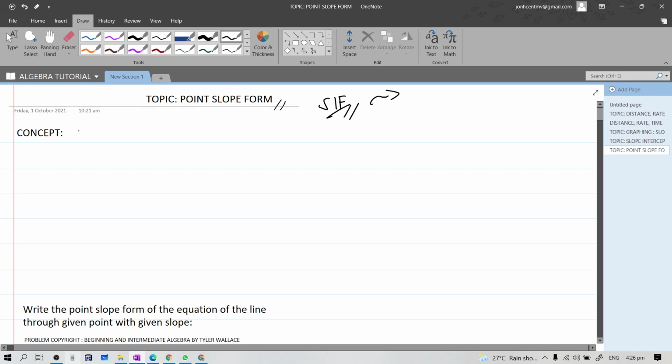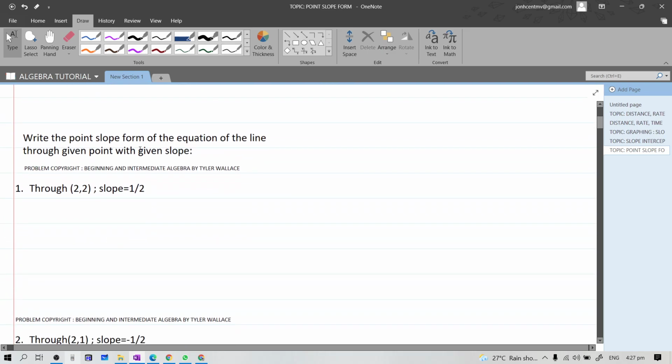So, involved dito si m, x sub 1 and y sub 1 and x and y. That is the slope, obviously. Lagi siyang involved. Specific point on the line, kagaya na makikita natin mamaya, and any other point in the line, which is x and y. Then, dito papasok yung ating formula na y minus y sub 1 is equals to m times x minus x sub 1. So, ito yung palagi natin gagamitin sa mga susunod na examples.